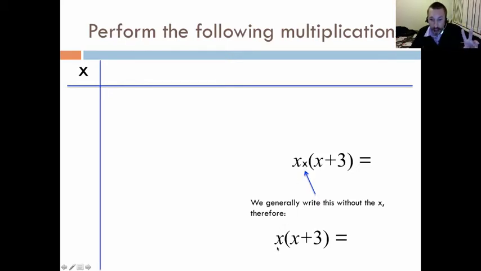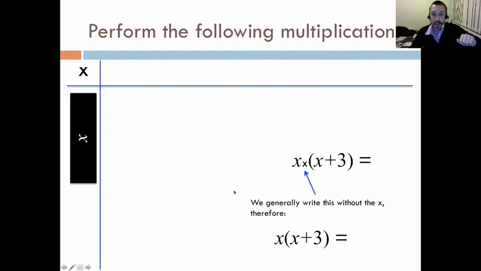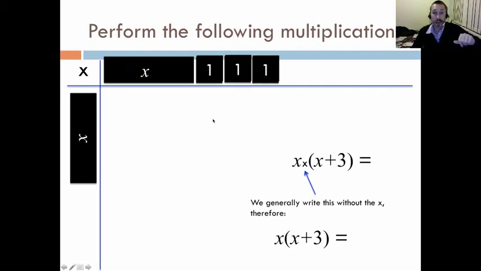Now the very first part of this, the x, is going to come over here. And then we're going to have x plus 3 up here. So that is an x with 3 units. Now let's go through and figure out what our answer is going to be.